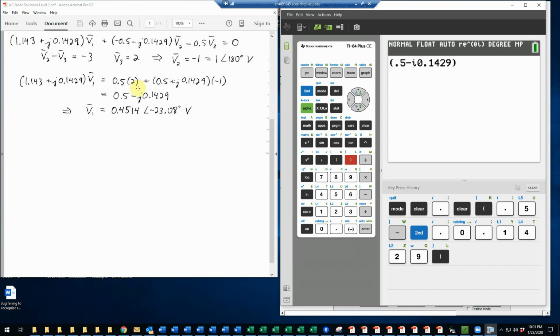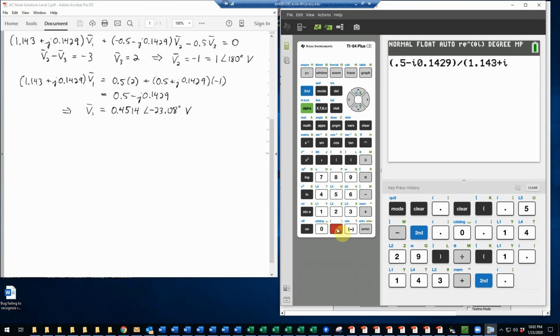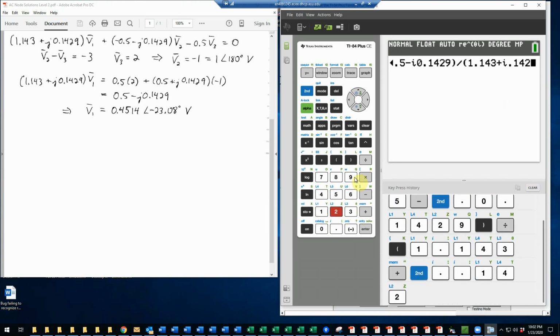Close parentheses. And remember, I do have to use parentheses around the complex numbers to be able to divide. Otherwise, the order of operations would mean I'd get the wrong answer. So divide that by the parentheses here of this coefficient. So that's 1.143 plus the i here times 0.1429. Close that parenthesis and hit enter.